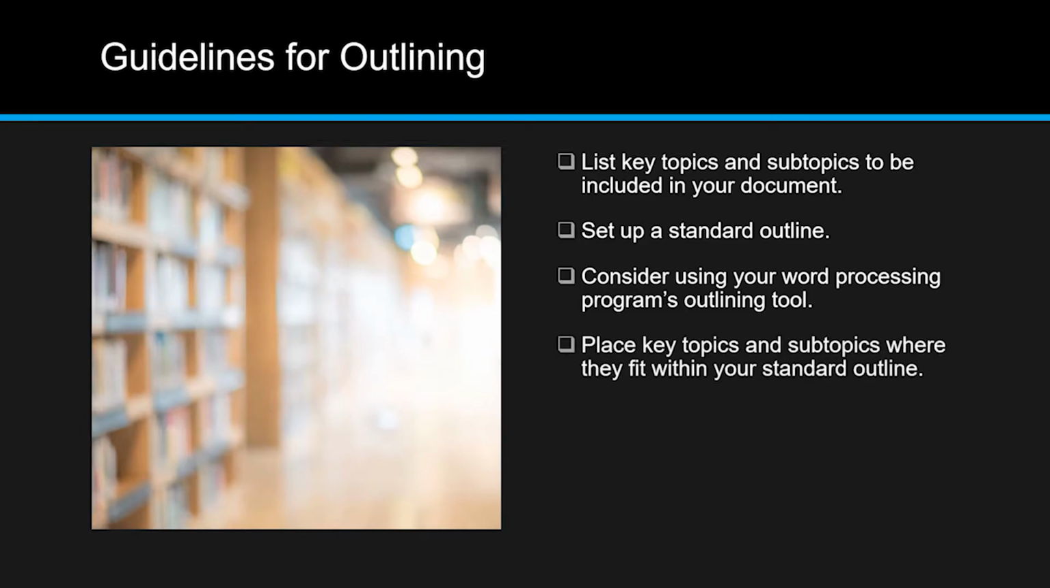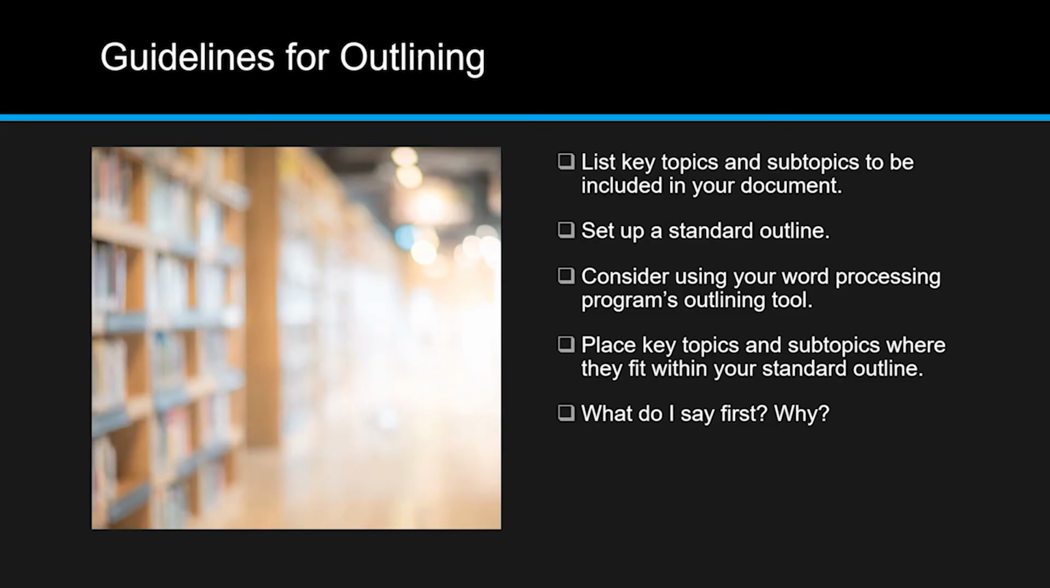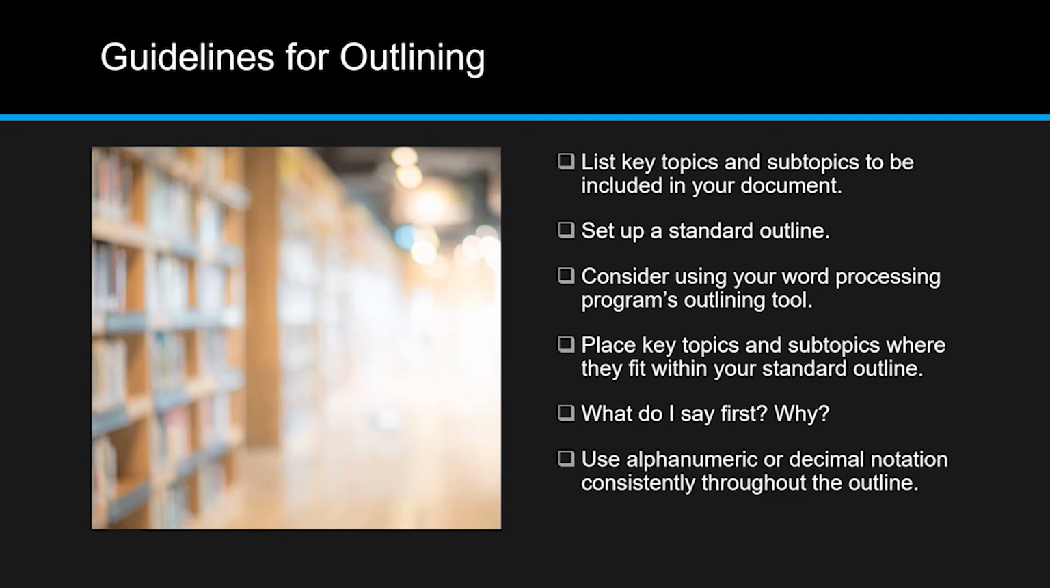Place key topics and subtopics where they fit within your standard outline, and make sure that everything logically flows. Nothing should just be interjected in the middle of something and make no sense to the greater whole. Not only that, you want to make sure that these key topics are easy to find for those who are looking for them. And then decide what notation you want to use. Do you want to go alphanumeric? Do you want to use decimal notation?